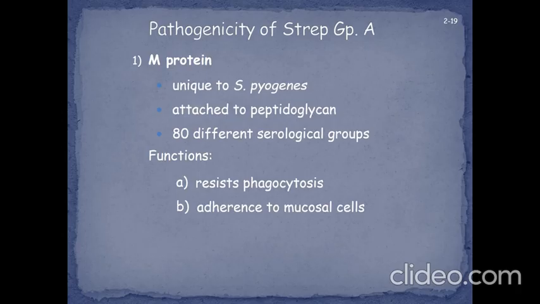Now, one other point I want to make about this M protein is that this is very similar to the Staphylococcus aureus protein that we have in there. Acts a lot the same, resists phagocytosis, and helps in that same function that Staphylococcus aureus protein A does. So just wanted to make that note.